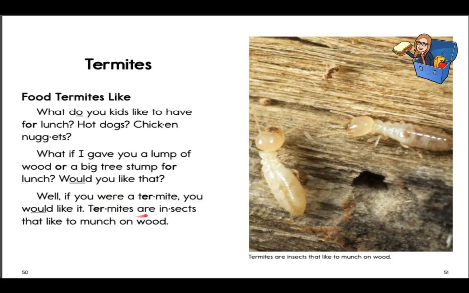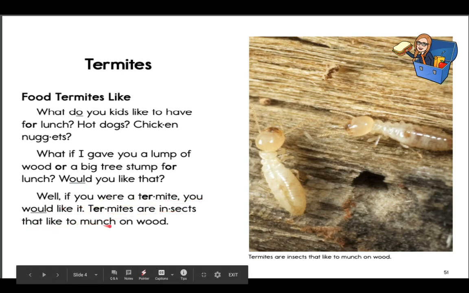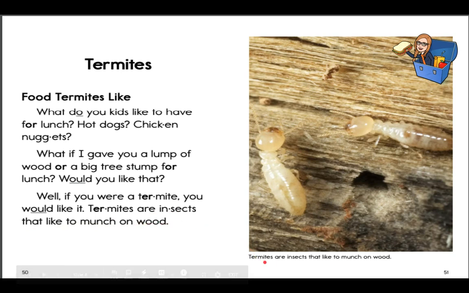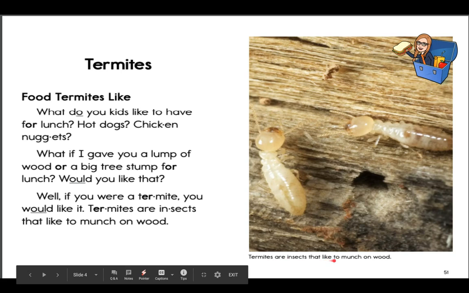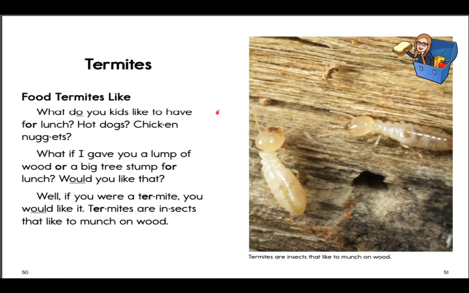Termites are insects that like to munch on wood. Here's our caption: termites are insects that like to munch on wood. This is their lunch. Take a second, boys and girls, and read this to yourself. Hit pause, and when you're ready, hit play and come back to me. Nice job reading. Let's go on with our story.